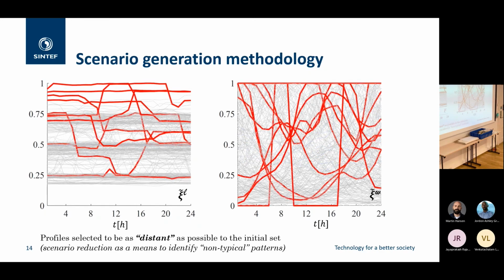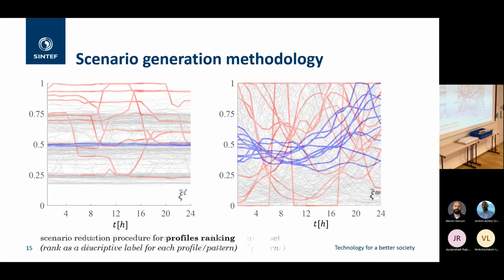On the other hand, if we see this procedure from the other side, we can identify the profiles that are the most distant from the initial dataset, selecting profiles to be as distant, as non-typical, as possible of their own datasets. And we can see here the red ones are the ones that are more distant in the metric that we are using. So what we are doing is taking this concept of scenario reduction in order to rank those profiles. The ones that are selected first are more representative, then the second is second most representative, third, and it goes like that.